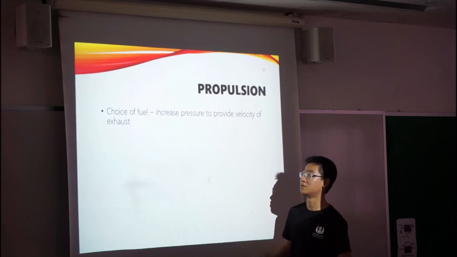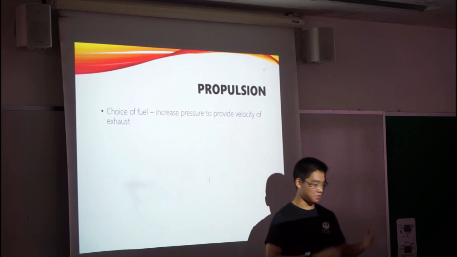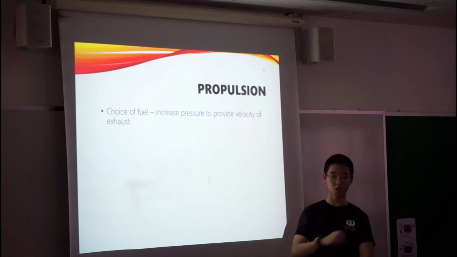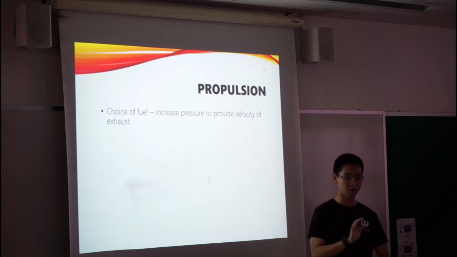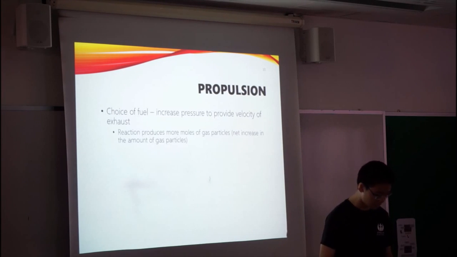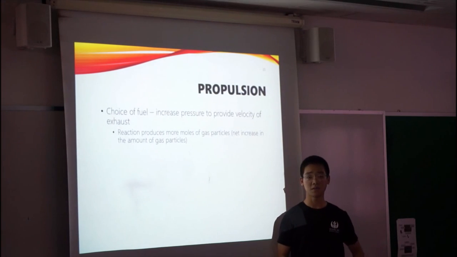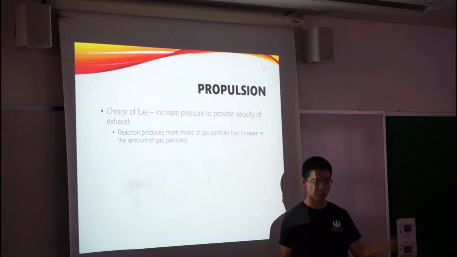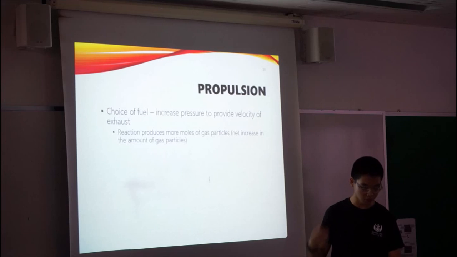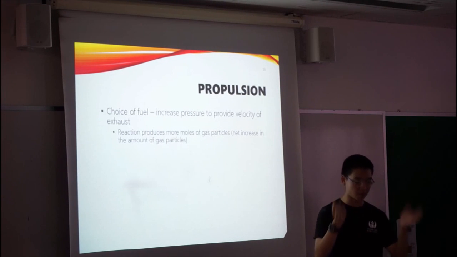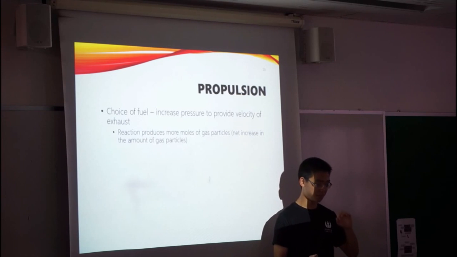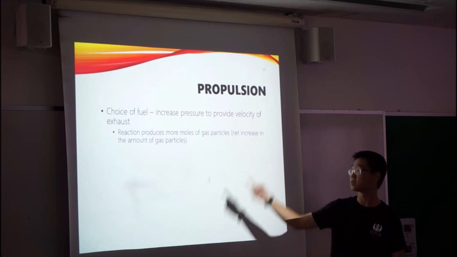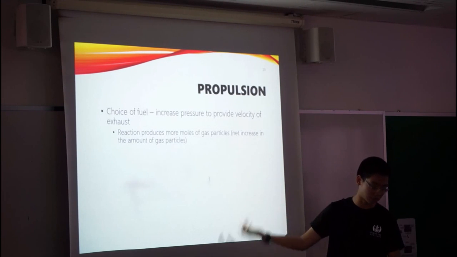Okay, propulsion, no math here. For chemical fuels, astrophysicists say they have to fit two criteria. Basically, the reaction will increase the pressure within the chamber to provide the velocity for the exhaust to come out. There are two ways to do this. First, your reaction produces more moles of gas, basically increasing the pressure of your chamber. Moles is just a unit, so it produces more particles of gas over the course of the reaction, therefore increasing the pressure within the chamber. You can imagine that if you have two particles within a room, the repulsion between them is very low, whereas if you have 100, 1000, 1 million, the repulsion will be much bigger. That is one of the reasons why there's an increase in pressure when you produce more moles of gas particles.